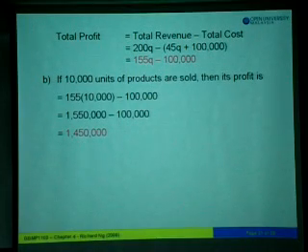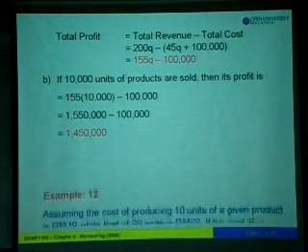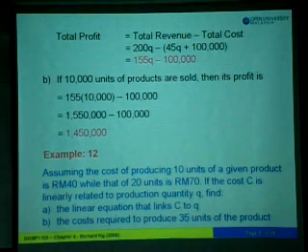Next, for question B, if 10,000 units of the products are sold, then the profit, which is obtained from section A, which is 155Q, so the Q is replaced with 10,000, minus 100,000. So from here, this will give us 1,550,000 minus 100,000. So the answer will be equal to 1,450,000 ringgit. So that is the profit obtained. Let's look at another example.